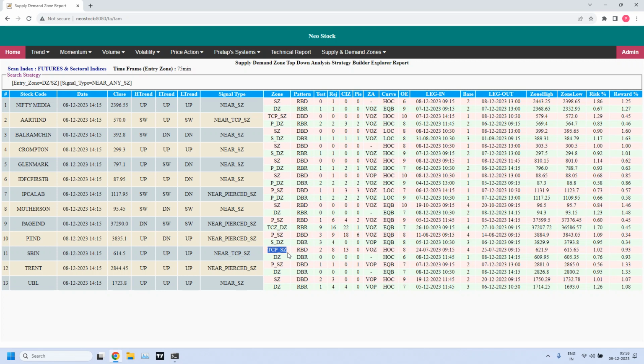There is one more, State Bank of India. We have already analyzed this stock a few days back. It has already been tested 2 times. Okay, this is the list.